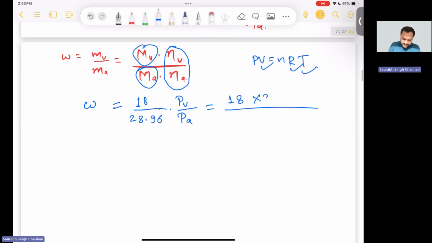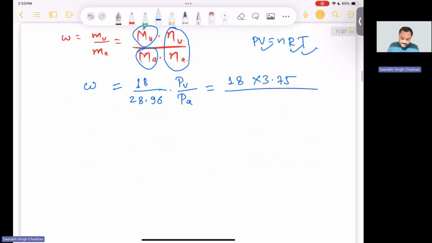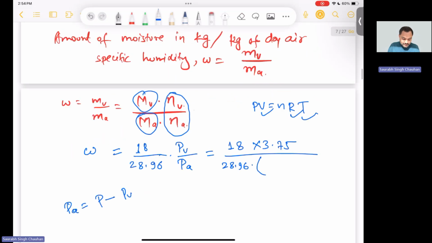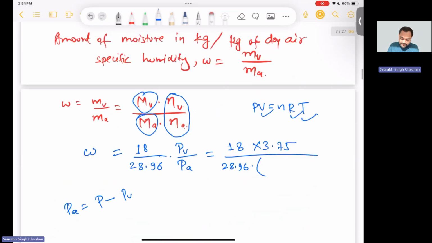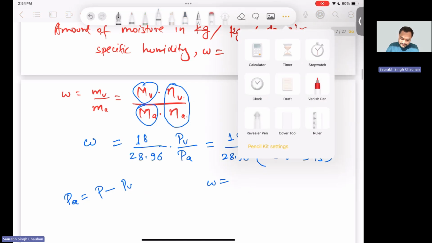This is coming out to be 3.75. So I'm not writing the units because we are keeping the units same for all the quantities, so they will cancel out. Divided by 28.96, and partial pressure of air will be total pressure minus partial pressure of vapor, right? Partial pressure of air will be equal to total pressure minus partial pressure of vapor, correct? So total pressure is atmospheric pressure, that is 101.325, 101.325 minus partial pressure of this water vapor 3.75. Okay, so this will be the specific humidity. So we will calculate this value.